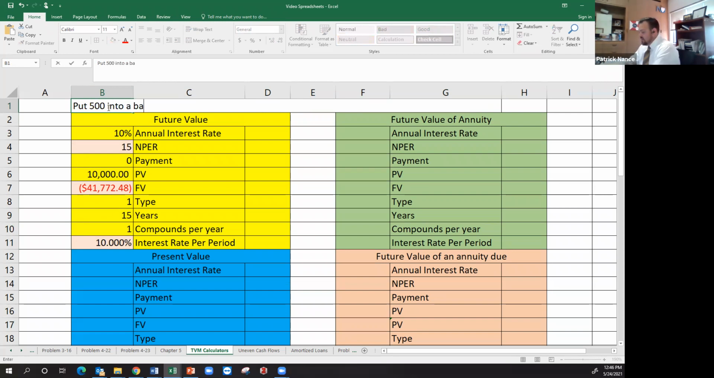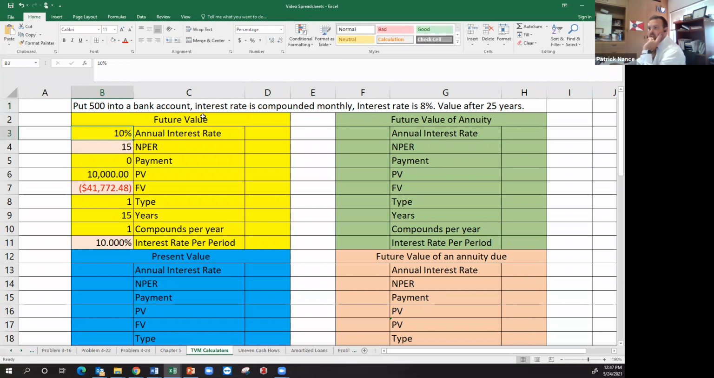So let's change the scenario and say that I'm going to put $500 into a bank account, and the interest rate is compounded monthly, and the annual interest rate is 8%. And I want to find the value after, let's do 25 years. Okay, so my annual interest rate is 8%. So I'll put 8% in here. Payments, I'm still not making regular payments. That's fine. I'm putting only $500 in the bank account.